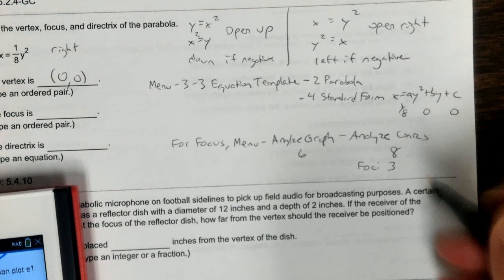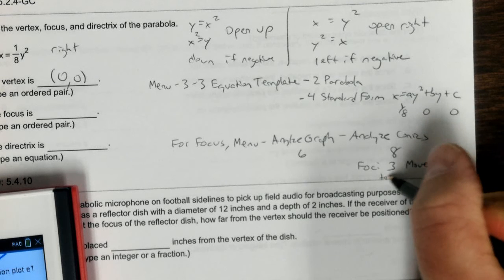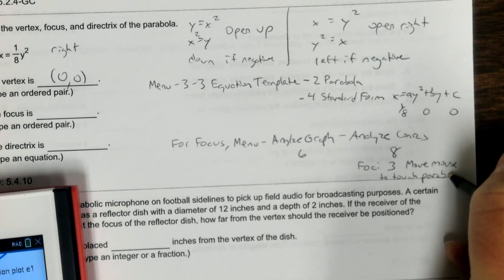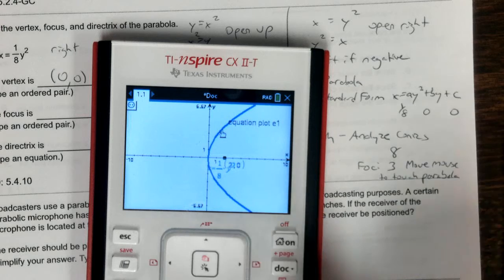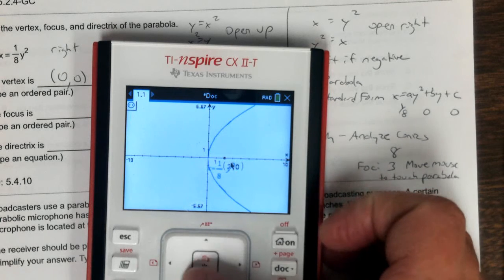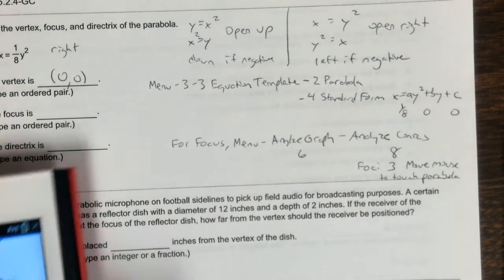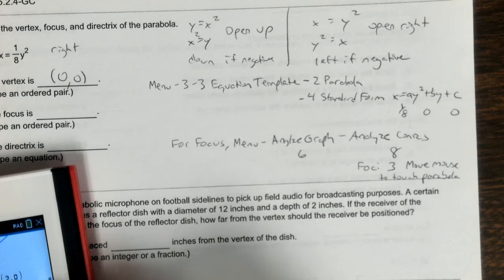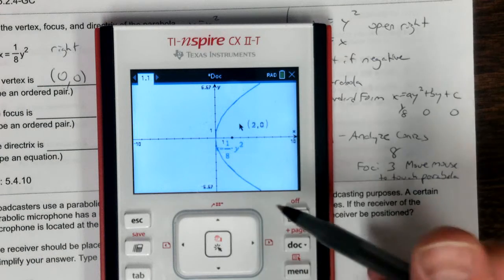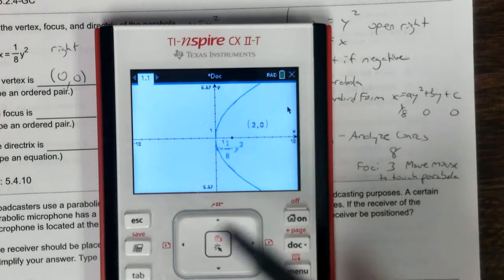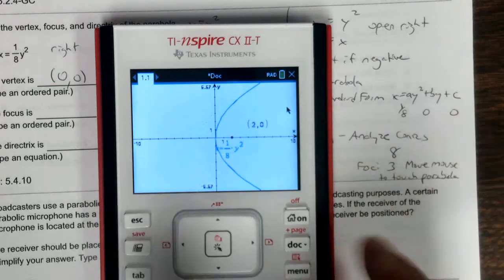So basically, move your mouse pointer to touch the parabola. And there's your ordered pair. You just click to set it, and then you have to hit escape, and then grab it and move it. Okay, so 2, 0. I'm not going to write that part that I just did. It's just about moving it. You know, that's hit escape first, then push down in the middle, and then move it. So you get 2, 0.